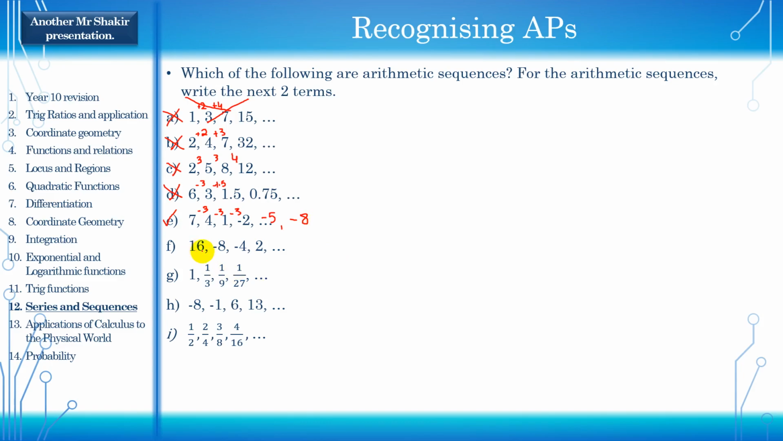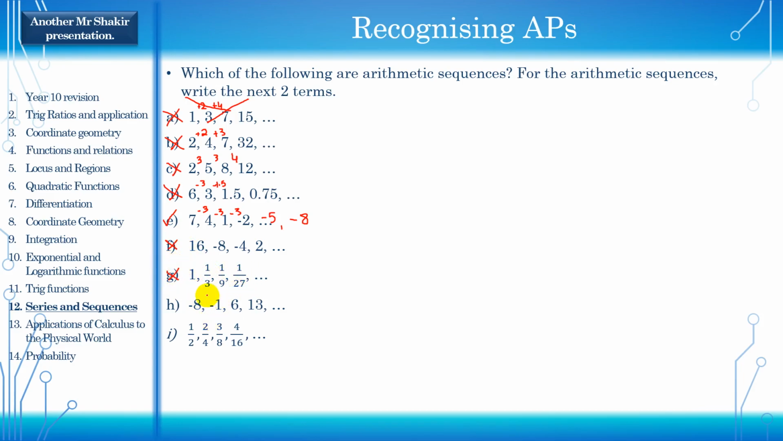Easy. Alright, 16 to 8 to 4, we can clearly tell, it's halving, it's not going down by the same amount. Went down by 8, went down by 4. That's not an arithmetic sequence. 1 went down, became a third, then became a ninth, became 1/27th. That is clearly not an arithmetic progression.